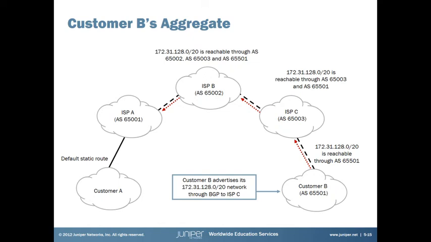So ultimately, a router that receives a BGP route has information about all the autonomous systems that traffic will have to go through to reach its destination. And that is part of the information that is used to make the selection of the best path.